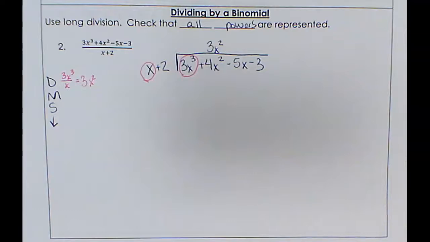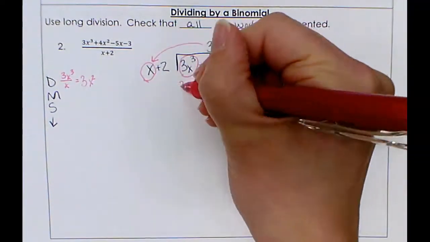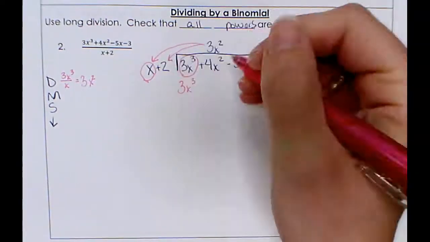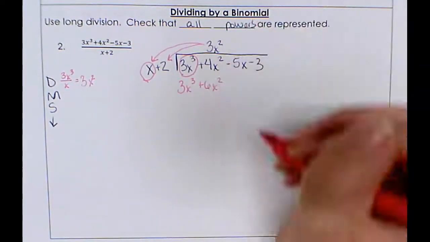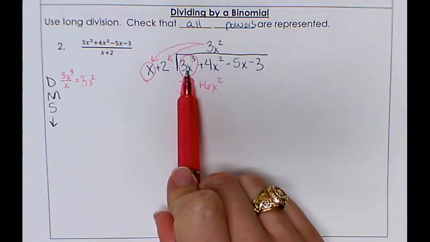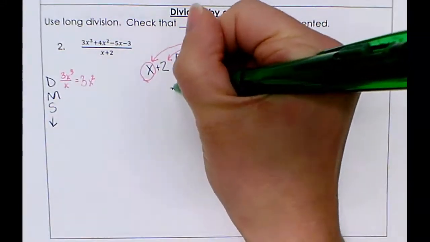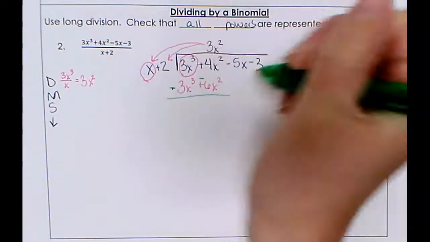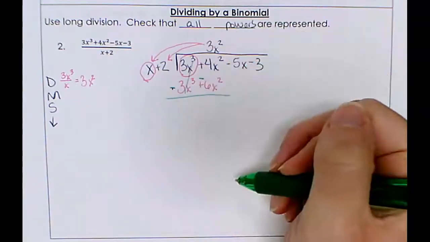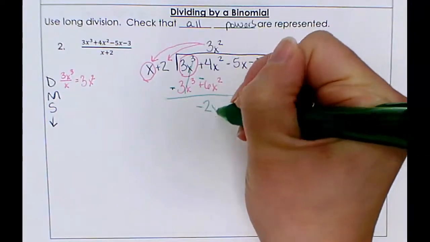Next step is to multiply. 3x squared times x is 3x cubed. And 3x squared times 2 is 6x squared. Notice that the first term is the same as the term that's right above it. You want it that way, because what happens when you subtract both terms? Change the signs. 3x cubed minus 3x cubed is 0. 4x squared minus 6x squared is negative 2x squared.